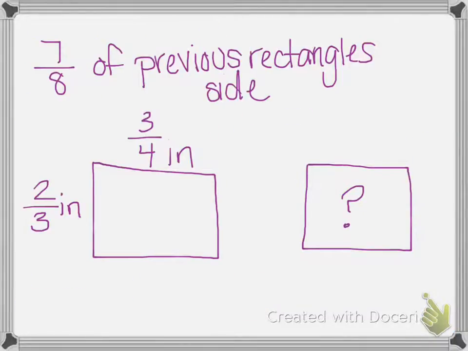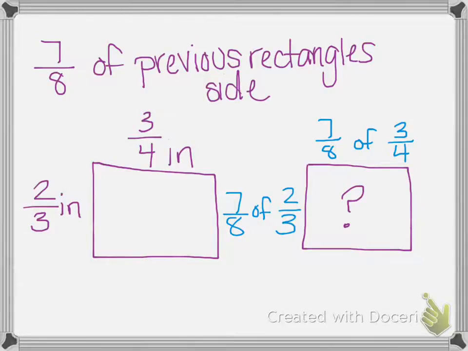Number 3 says Catania is cutting out rectangles for an art project. Each rectangle has side lengths that are 7/8 of the previous rectangle's side lengths. The last rectangle that Catania cut out was 3/4 by 2/3. What will the side length of the next rectangle be? So, for this one, it would be 7/8 of 3/4. And the next one would be 7/8 of 2/3. Anytime we have of, we know we're multiplying.